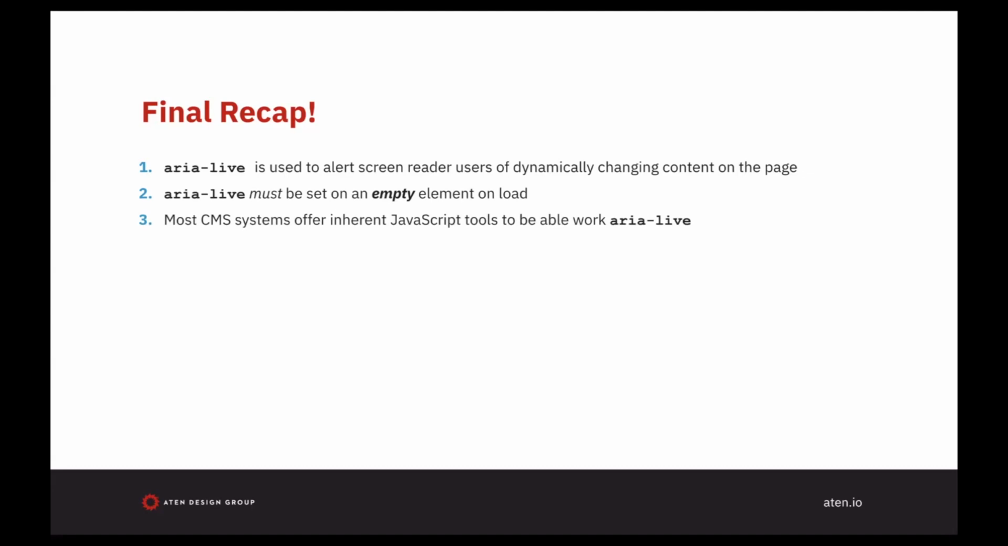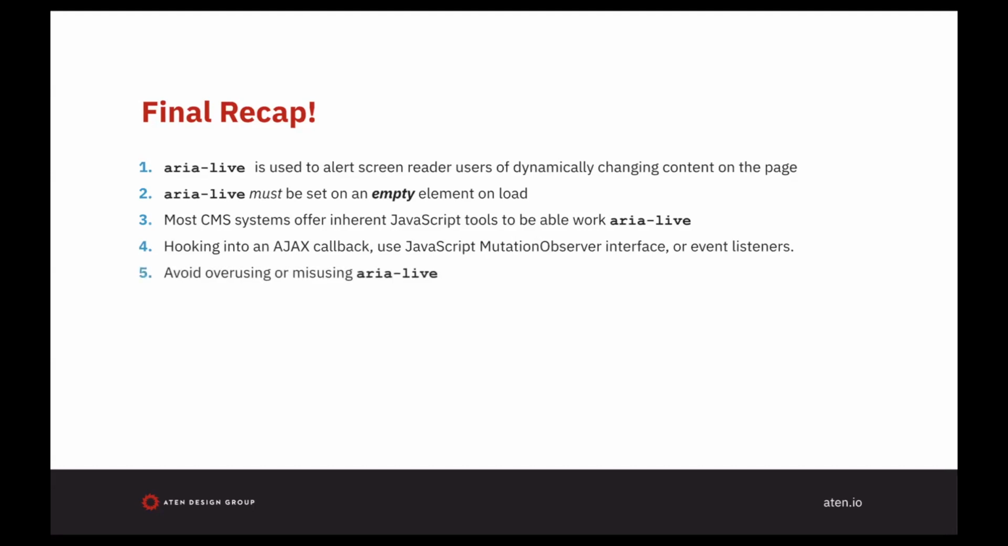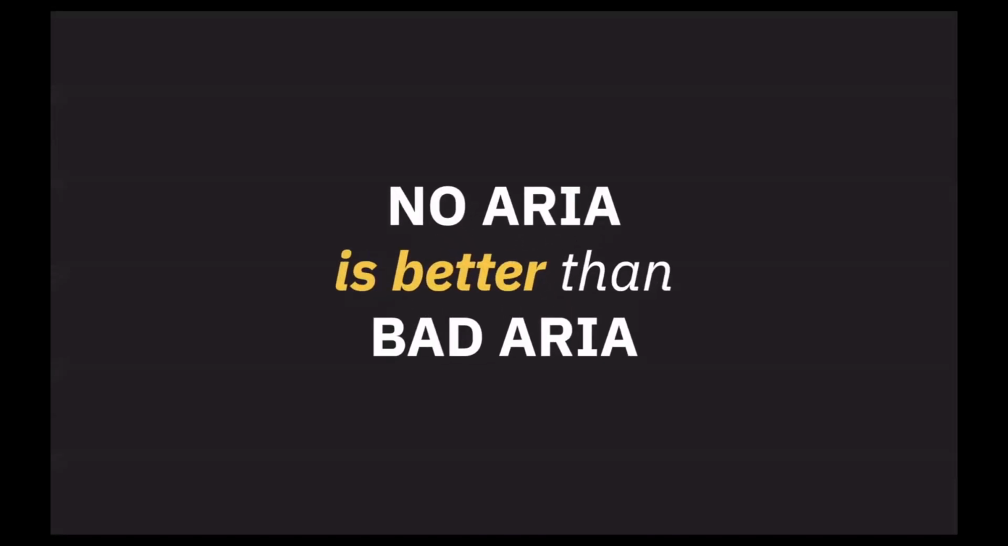And most, if not all, CMS systems offer inherent JavaScript tools to be able to add or update ARIA-live announcements. You can either hook into an Ajax callback via custom JavaScript, or if you like a more vanilla JavaScript approach, you can use JavaScript's mutation observer interface or event listeners. And avoid overusing or misusing ARIA-live to avoid too much noise. And of course, when in doubt, fall back to a page refresh, because if you are unsure or unable to properly test this all out, then we need to remember that no ARIA is better than bad ARIA.